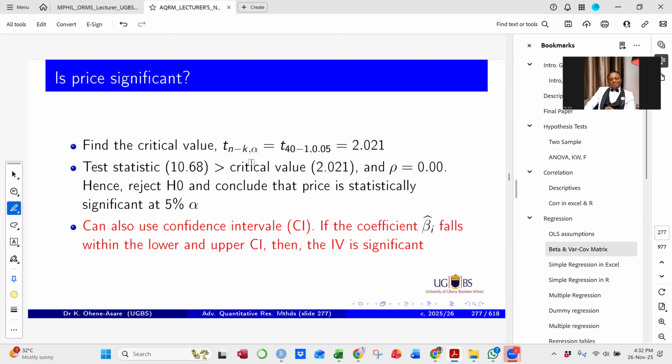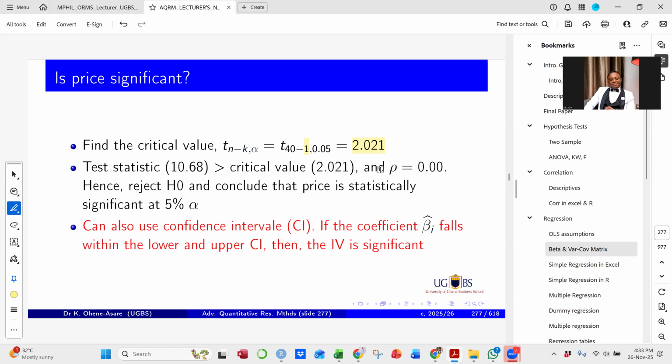Once you get that, you now compare it to the critical value. You see how we find the critical value? The critical value is t subscript n minus k, alpha. n is the sample size, which is 40. k is the number of independent variables. In this example, the independent variable is price alone. Then you add your alpha, which is 0.05. You now go to your t table and read it. You'll get something like 2.021, which is lower than the test statistic.